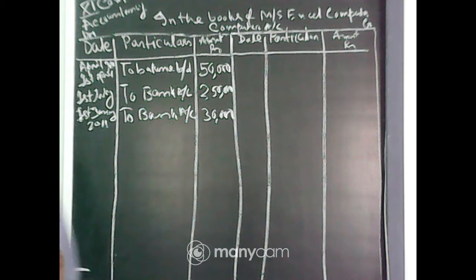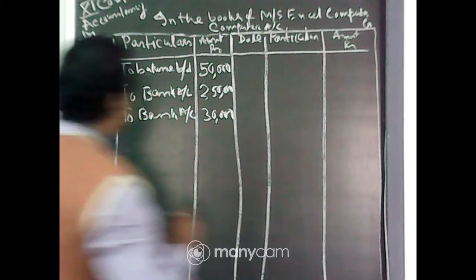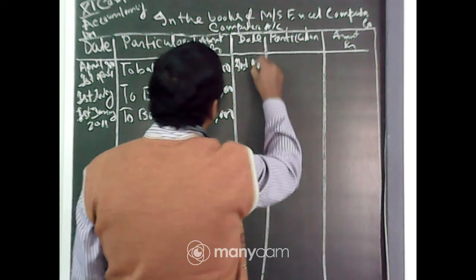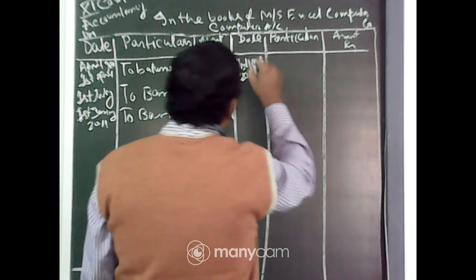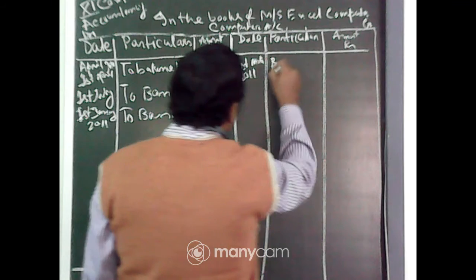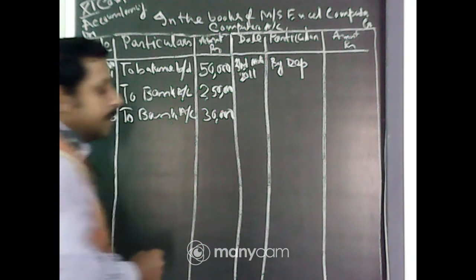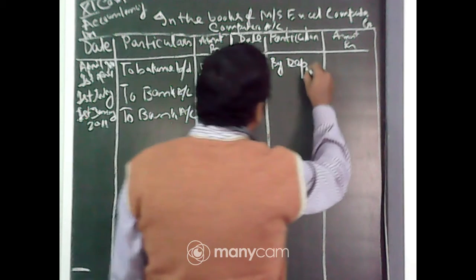Now we will go for the depreciation at the end of the year. What depreciation will come? At the end of the year, that is 31st March 2011, by depreciation, because when we charge depreciation, that is depreciation account debit to computer account. So in computer account it will come by depreciation.